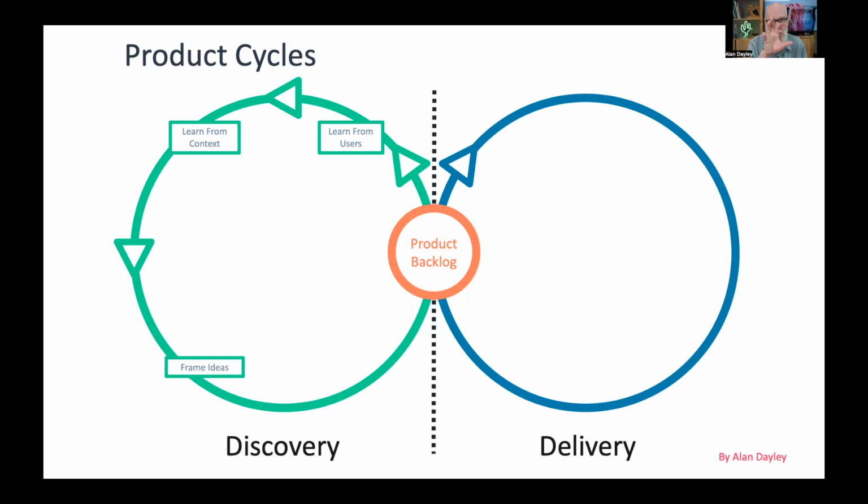These learnings that we're doing with users and context help us frame new ideas of what we should do with our product and where it should go. And we can frame those ideas as hypotheses. We hypothesize, if we add this feature or this capability, this is the benefit to our users, or this is the benefit to our revenue, or whatever that benefit is. And we define those as hypotheses that can get fed into the product backlog.